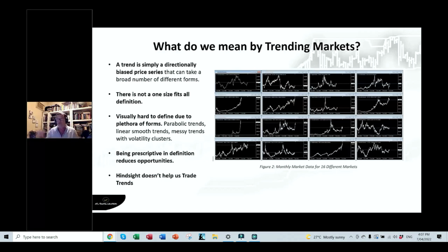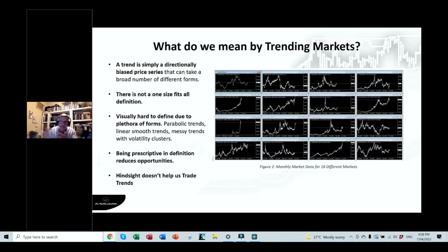We can have parabolic trends, smooth linear trends, very messy trends. We can get trends with what we call volatility clusters in them. The nutshell of this is that they take a vast array of different forms. So with our particular approach, we can't be choosy. We want to be able to take any possible trend that is classed as an outlier, and it might take a number of different forms. So we need these loose pants systems to be able to address those many different forms. Being prescriptive in a trend following definition tends to reduce opportunities where we want to increase our opportunities, particularly when we are catching these outliers.